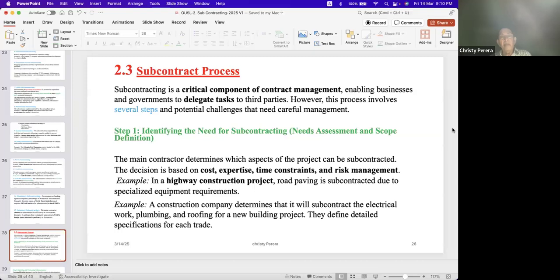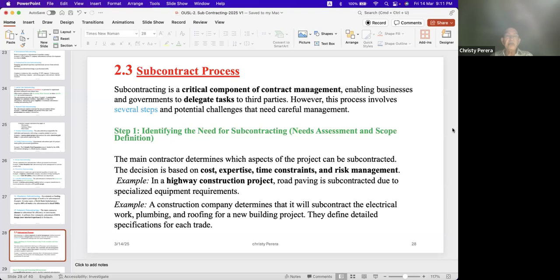That type of part you can subcontract. You have to identify whether I am going to do that, whether I don't have a facility to do it, or I don't have my expert people to do that part. Like that, you will have to decide. First, you will have to identify the areas. For example, a construction company determines that it will subcontract the electrical work, the plumbing, the drainage system and roofing for a new building project.